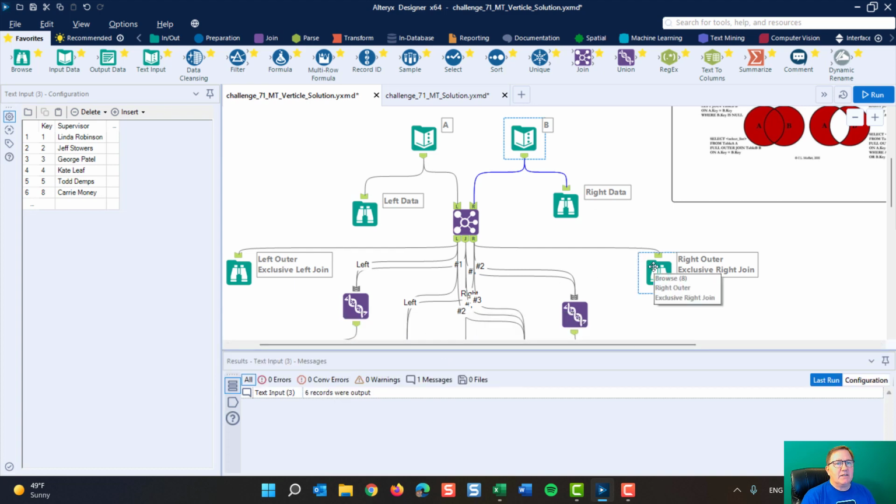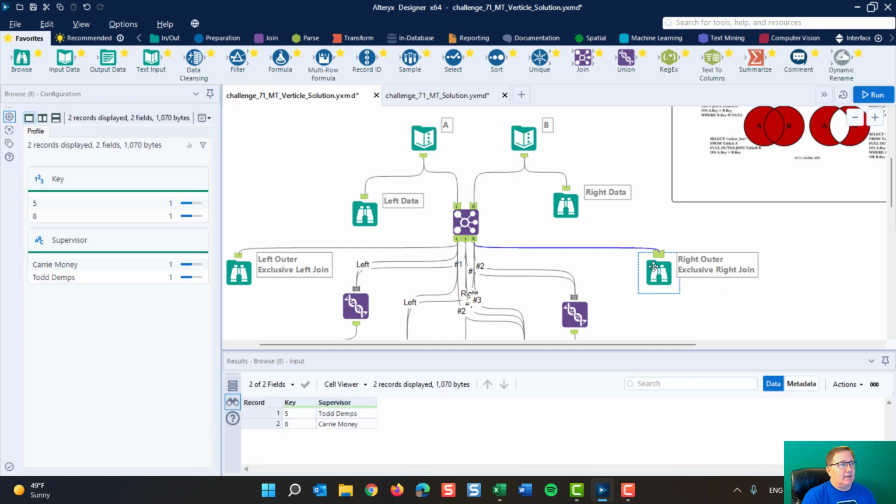Let's go over here and take a look at this right outer or exclusive right. And you'll see that Todd Demps and Carrie Money don't exist. So these are 2 records from this right set of data that don't have any employees that are matching. They don't have anybody who works for them. But it allows you to see, without creating any additional code, what's going on.